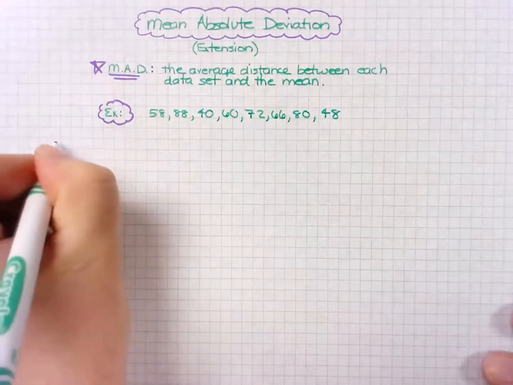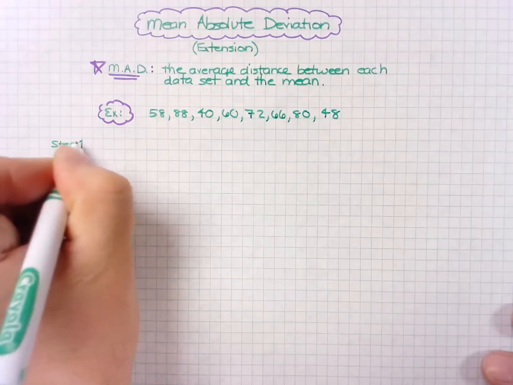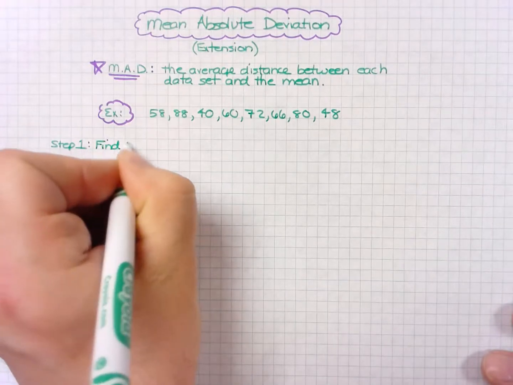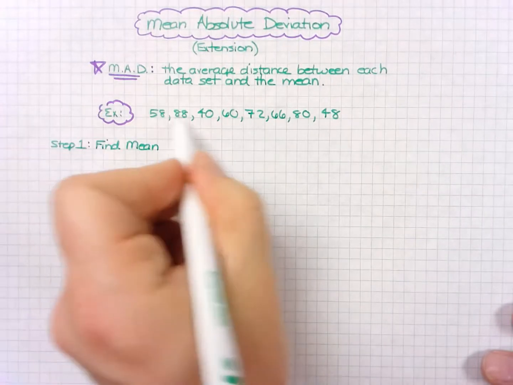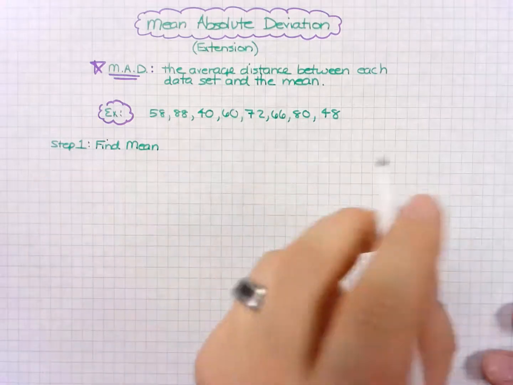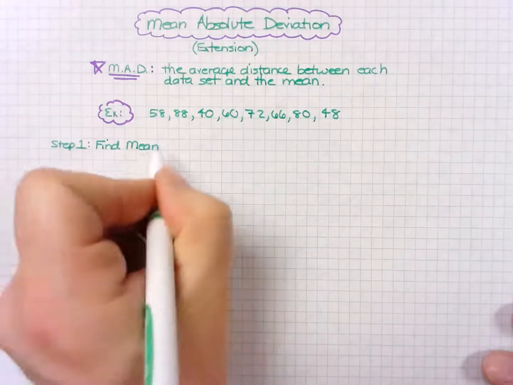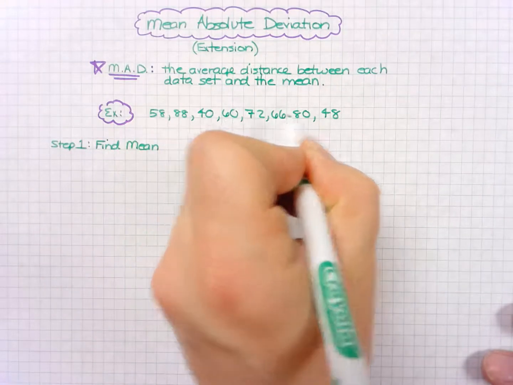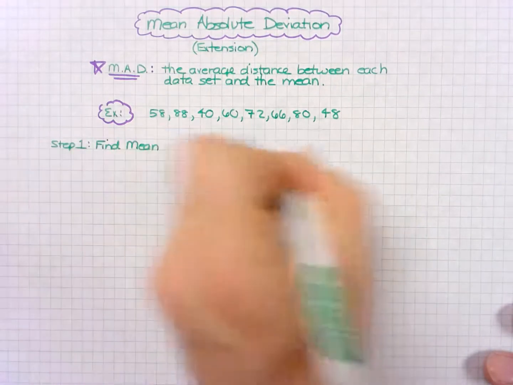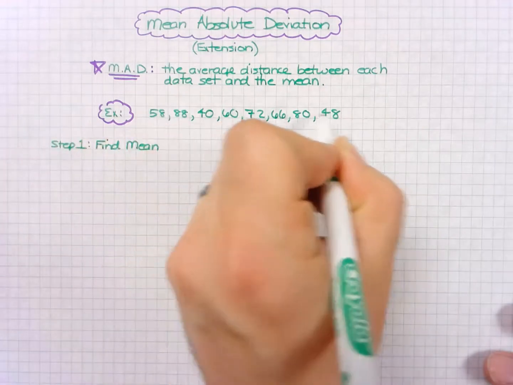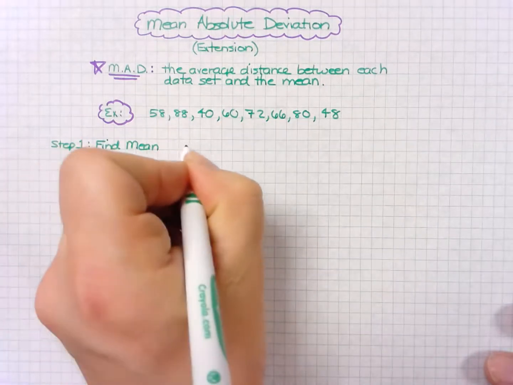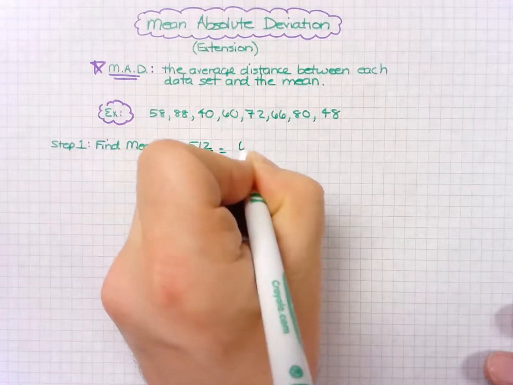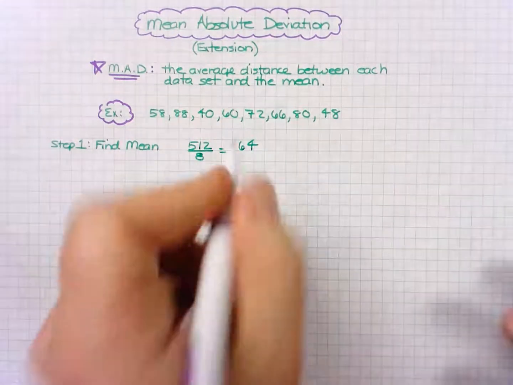So step one, I need to find the mean. And again, that is adding up all the data values and dividing by the total number of values we have. So that would be 58 plus 88 plus 40 plus 60 plus 72 plus 66 plus 80 plus 48 divided by 1, 2, 3, 4, 5, 6, 7, 8. And so we should get a total of 512 and divide that by 8. And we should get a mean of 64. That means the average of all those values.